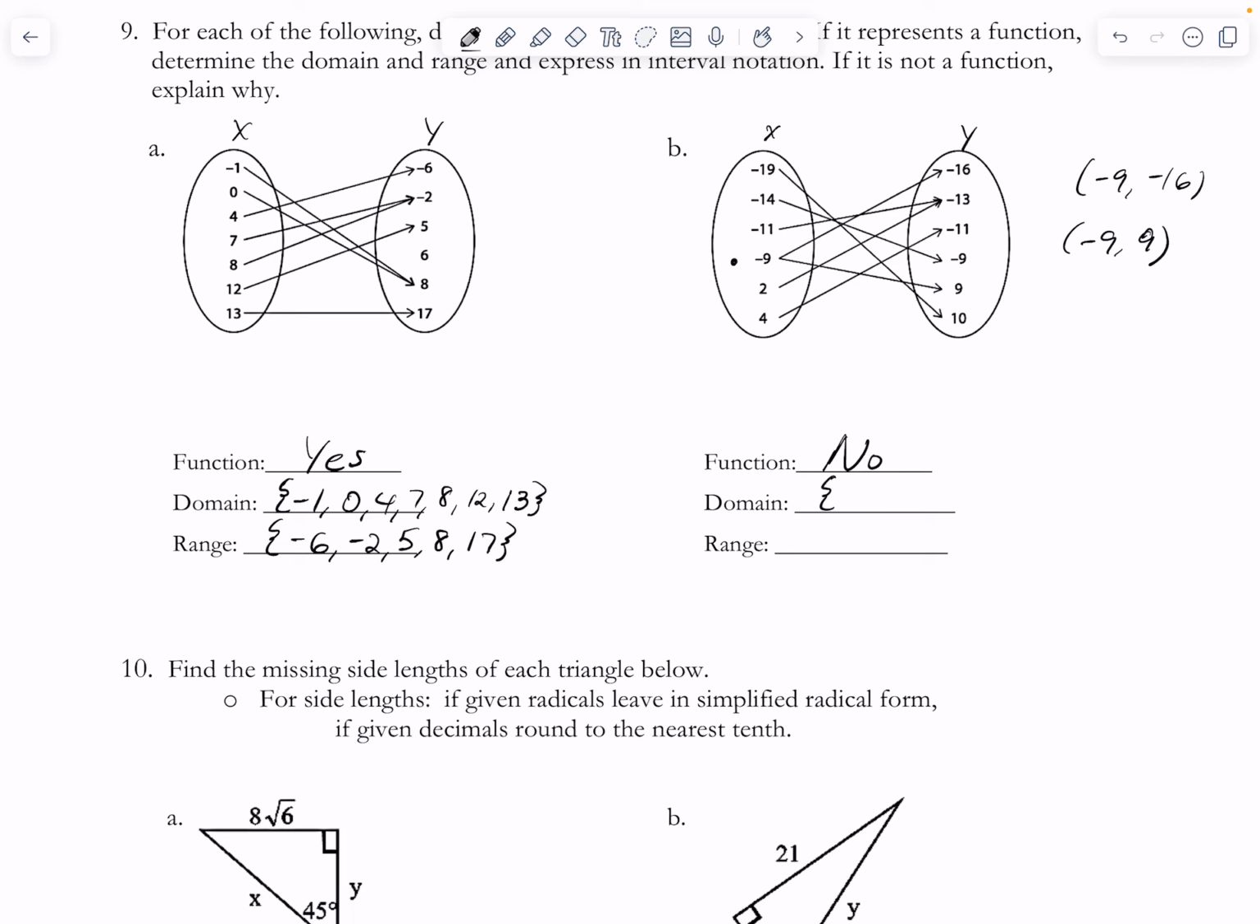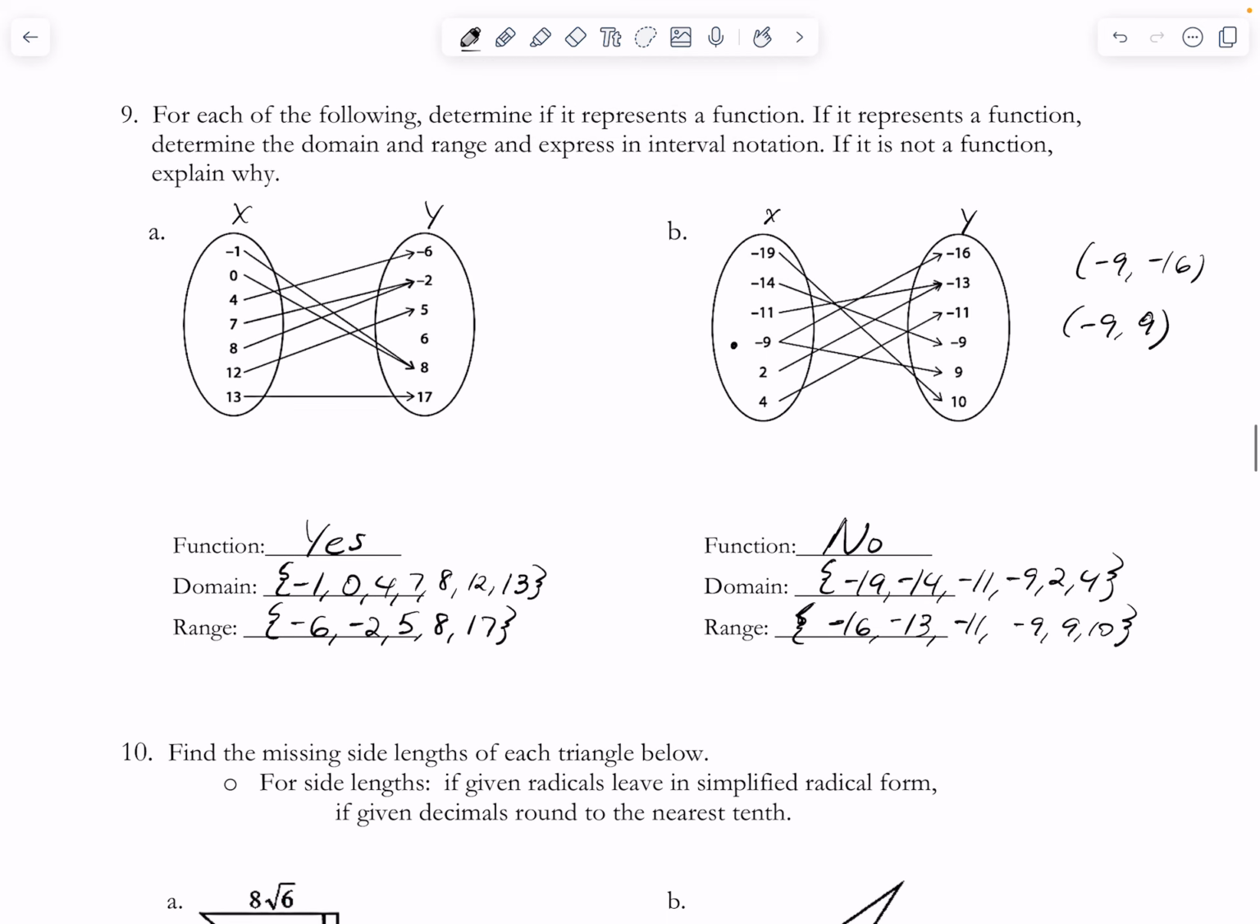For the domain, I'm going to list -19, -14, -11, -9, 2, and 4. And then for the range, I'm going to list -16, -13, -11, -9, 9, and 10. Okay, I'm going to pause here. Hopefully you'll pick it up with part 2.